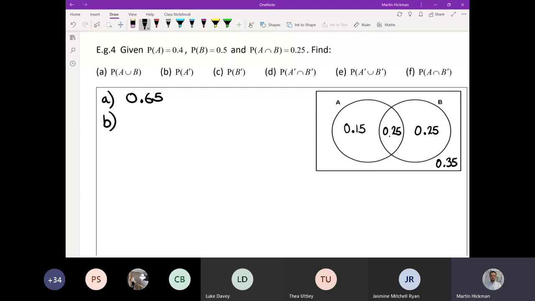Whilst it might look like quite a lot of questions here, a lot of these are quite quick and easy. If the probability of A is 0.4, the probability that it isn't A is 0.6. If the probability of B is 0.5, the probability that's not B, we just do 1 minus, and we get 0.5.